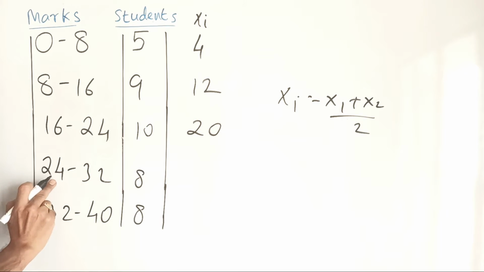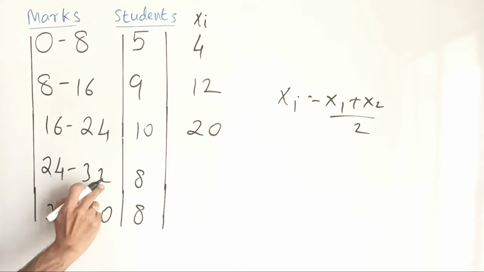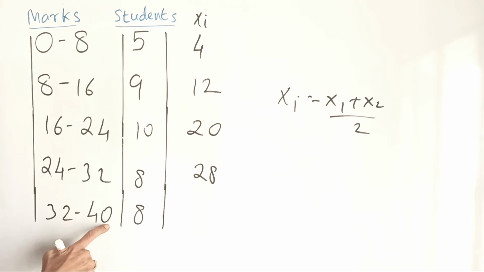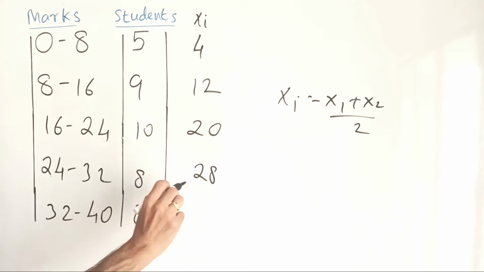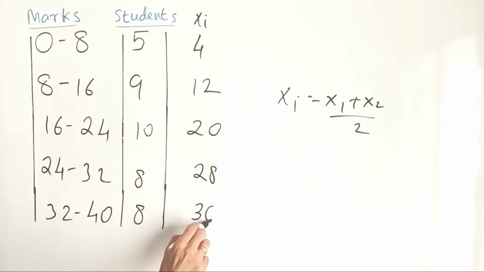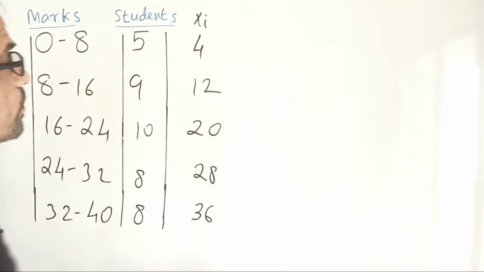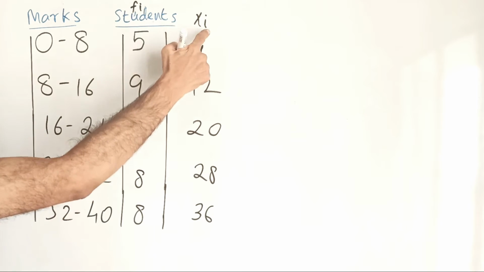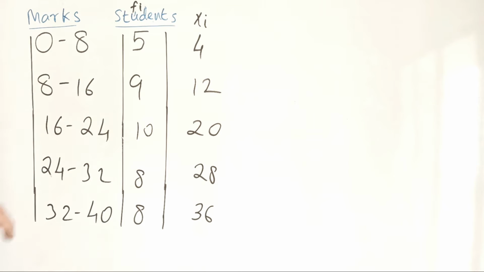Okay students, now 24, 32. This is 56 upon 2, it is 28. 32 plus 40 is 72 upon 2, it is 36. So this is xi, the mid value. Now listen students, the frequency is denoted by fi, we will write fi here. Xi is the mid value of the data, fi denotes the frequency.